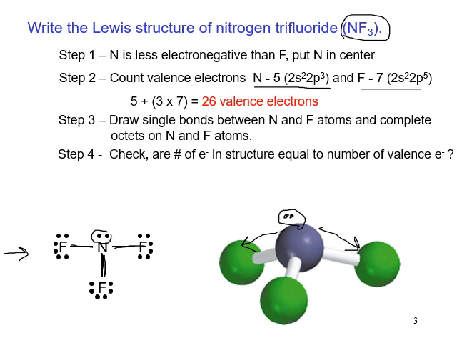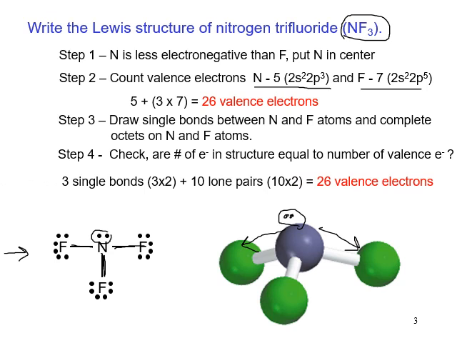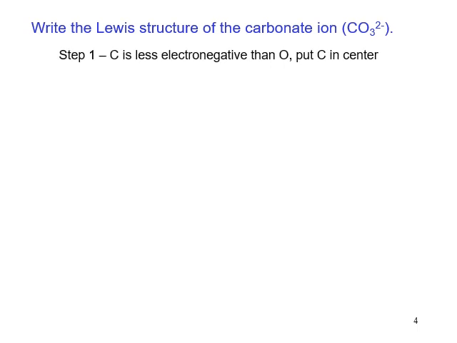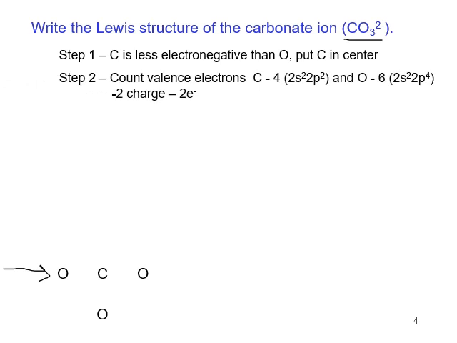So step 4, check that your number of electrons in your structure are equal. And sure enough, we went in with 26, and if you count your structure over here, you have 26. So there's an example of creating a Lewis dot structure for a molecule. Let's try another one for a carbonate anion. Remember, carbonate is CO3 2- up here at the top of your screen. And carbon is less electronegative than oxygen, so it's put in the center down at the bottom of your screen. Step 2 is to count valence electrons, and you see here, there's the valence electrons for each one.